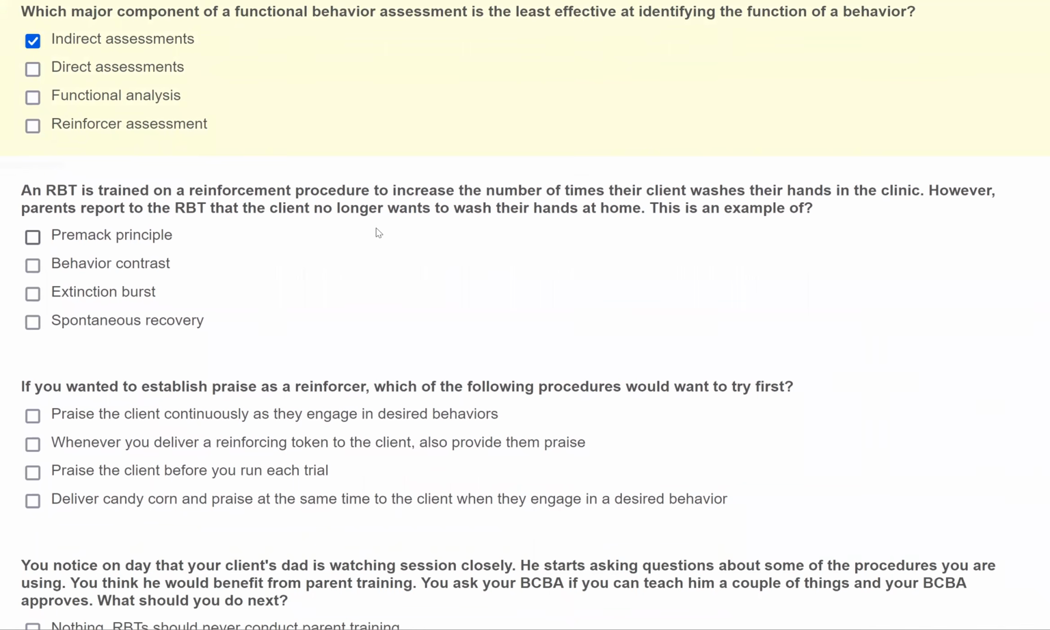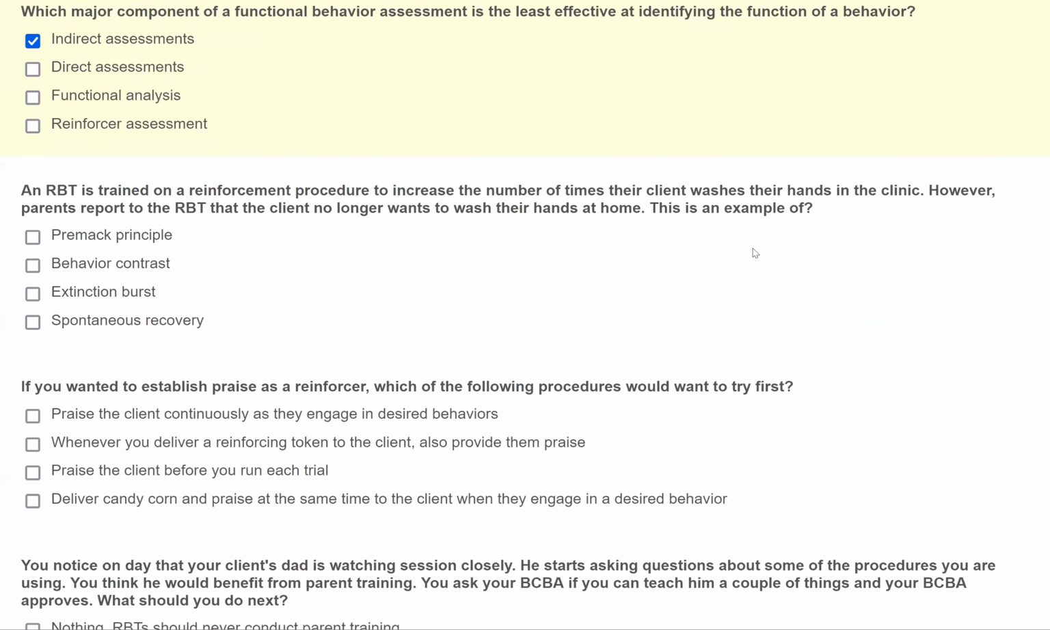An RBT is trained on a reinforcement procedure to increase the number of times their client washes their hands in the clinic. However, parents report to the RBT that the client no longer wants to wash their hands at home. This is an example of what? Very important behavioral concept. It happens all the time, especially if you work in clinics or in schools. So, what do we do? Well, we change something in one setting, for example the clinic, and the behavior increases at the clinic. Then we go to school and the behavior decreases. Or vice versa, right? The behavior decreases at the clinic because we change the schedule, and in school it increases.